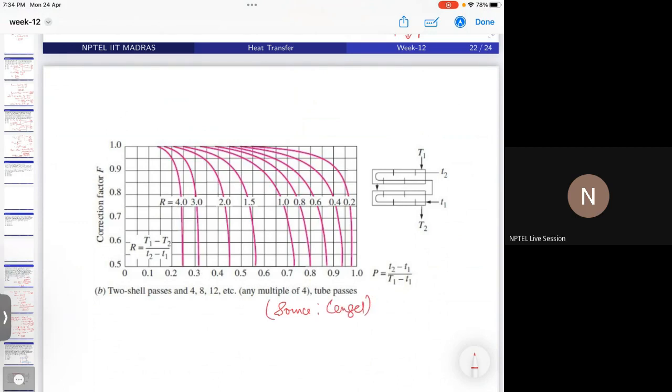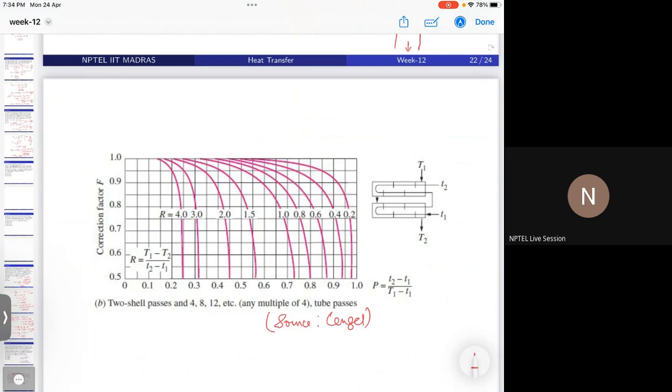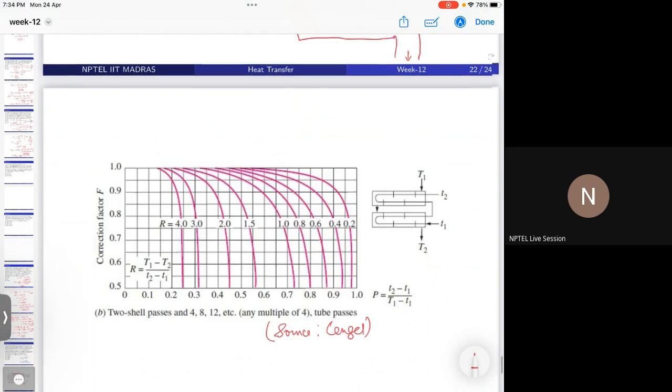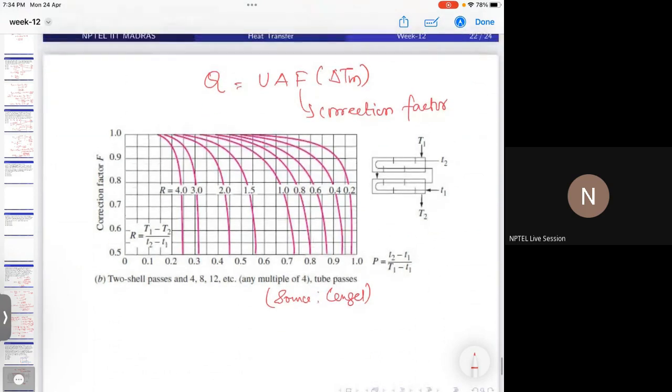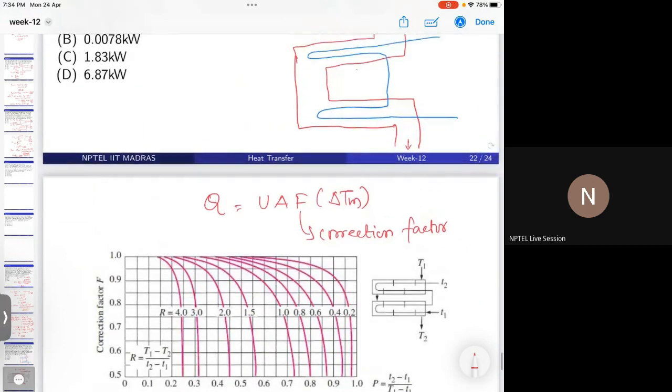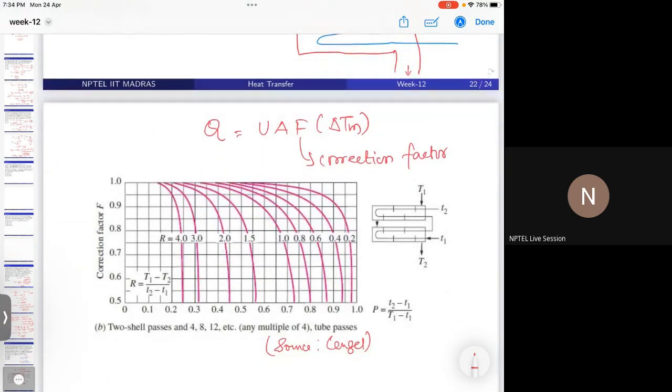Okay. So first, what you have to find out is the heat transfer Q equal to U A F delta T m, where F is the correction factor. What is delta T m? That is the normal LMTD that you have discussed. The only thing you have to do is find out this correction factor. For that, you can make use of this kind of chart. So actually, I am just connecting our question with this graph.